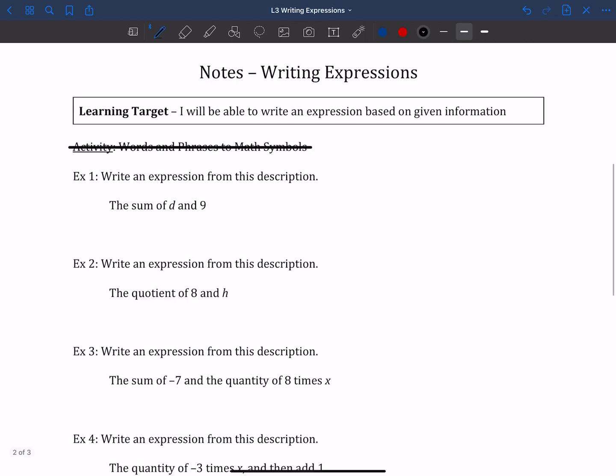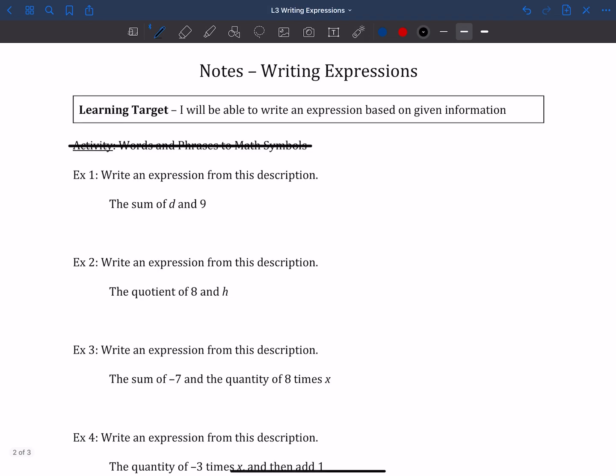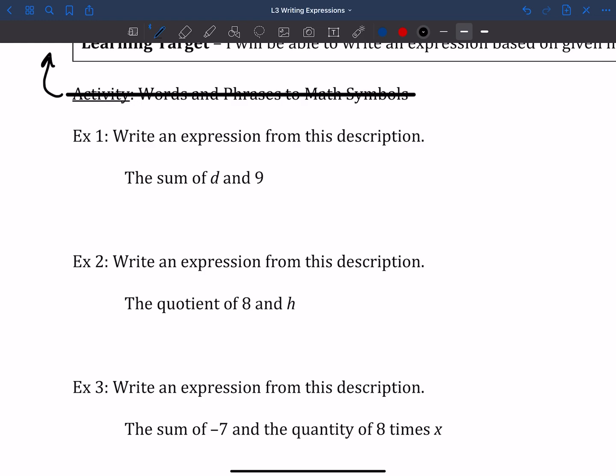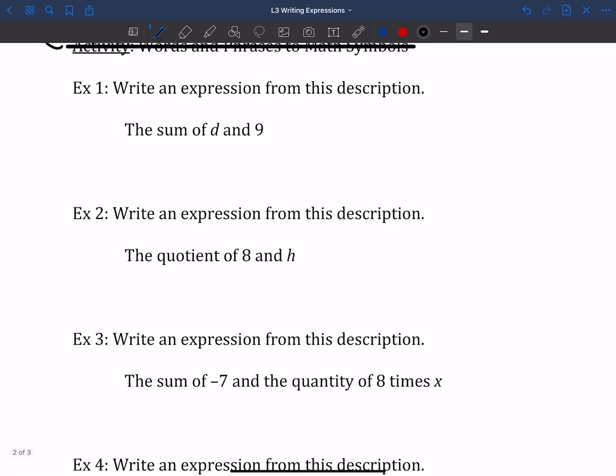So again, what we're talking about today is writing expressions based off of given information. There's that activity right at the top; that's what we just did. If I'm writing an expression from this description, the sum of D and 9, all I'm doing is looking out for these key words. The sum is telling me that I'm going to be adding. So I'm going to add D plus 9, and that's it.